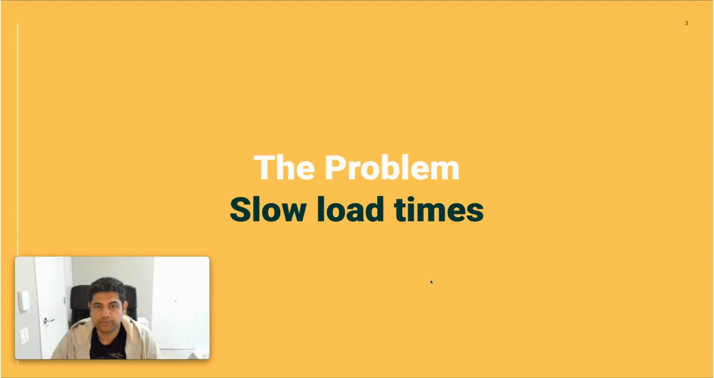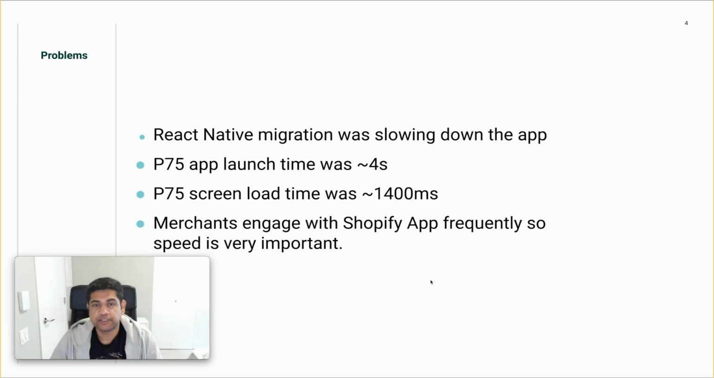So what was the main problem of the app that I wanted to address? It was slow load times for many screens. And we noticed that React Native migration was slowing down the app. People were adding more and more code. And over time, we noticed a trend that the homepage launch and subsequent app screen launches were getting slower. So our P75 app launch time was around 4 seconds. This is cold start. And after the launch, the navigation from screen to screen was around 1400 milliseconds.